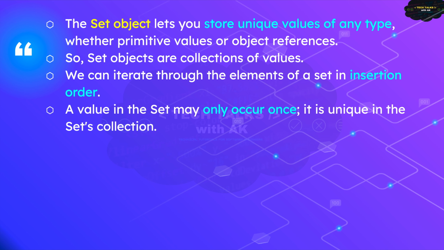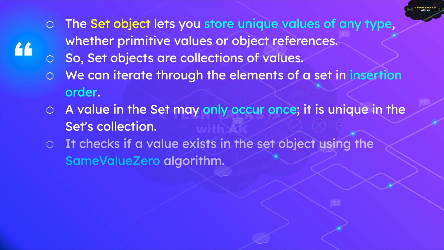A value in the Set may only occur once. It means it is unique in the Set collection. If there is a value in the Set already, we cannot add that value again in that Set. The Set object actually applies the same-value-zero algorithm and checks whether the newly added value is already available in the Set or not. Let's look at the examples.